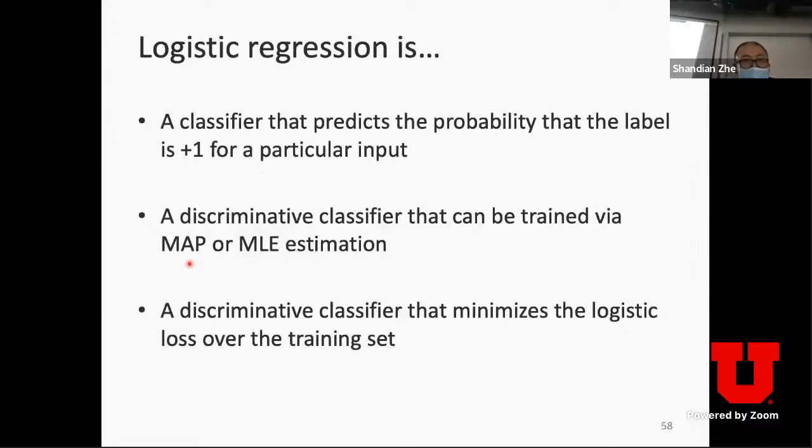We have finished our introduction of logistic regression. To summarize, logistic regression is a classifier that predicts the probability that the label is 1, rather than just giving you the label. It is a discriminative classifier that can be trained with either MAP or MLE estimation. To conduct the training, we essentially minimize a logistic loss over the training set. Of course, if you're doing MAP estimation, you add some regularizer. Okay, let us stop here today.